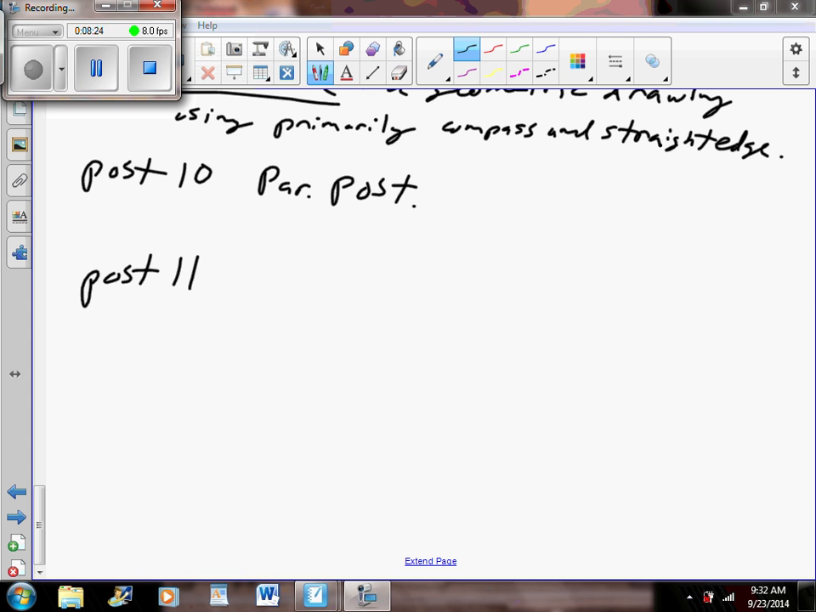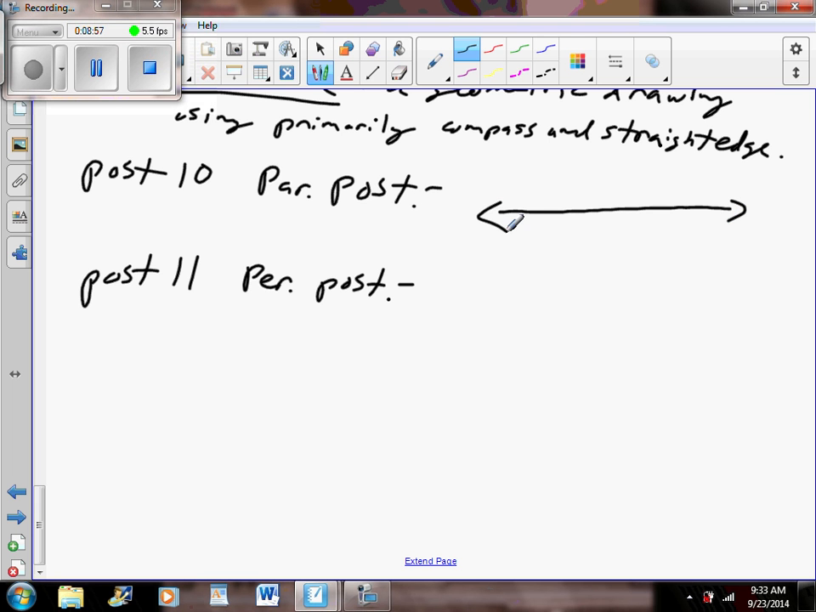I want you to include postulates 10 and 11 in your notes. Postulate 10 is the parallel postulate, and postulate 11 is the perpendicular postulate. The parallel postulate just simply says, given a point not on the line, there is exactly one line that can be drawn through that point parallel to the given line. So I want you to write that definition down. It's in your book, but I just want to write the example of what that means.